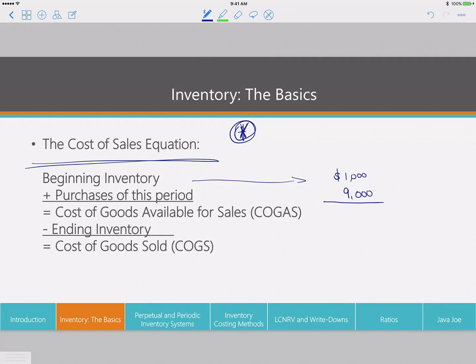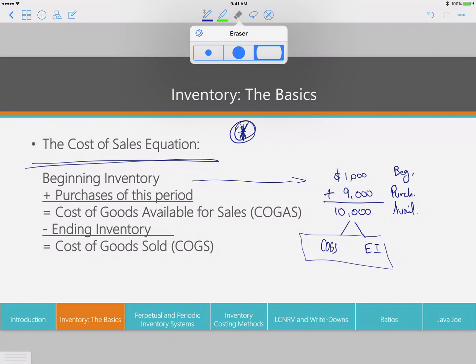So this is what we purchased. So this is what we began with. And what we purchased, that's going to give us our goods that are available for sale. So we would have $10,000, right? We add these two, so we have $10,000 available. And remember what I said about allocating between ending inventory and cost of goods sold? Well, whatever you had available in the year, it's going to end up in one of two places. Either you're going to sell it, so it goes into cost of goods sold, or you're going to have it left over at the end of the period, and that's your ending inventory.